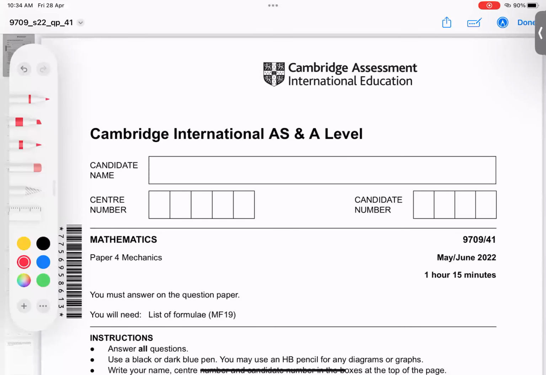Rahim. This is the June 2022 paper, variant 41, Paper 4 complete. We're going to do mechanics.